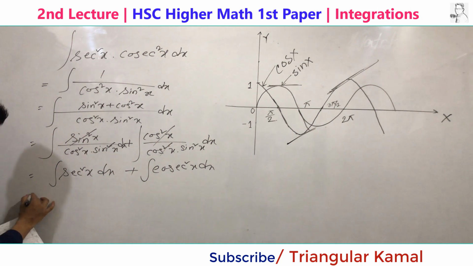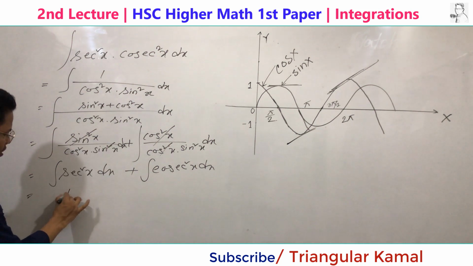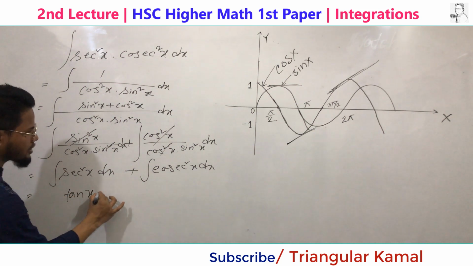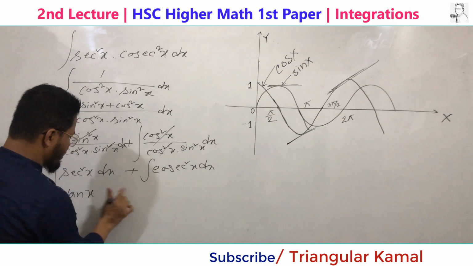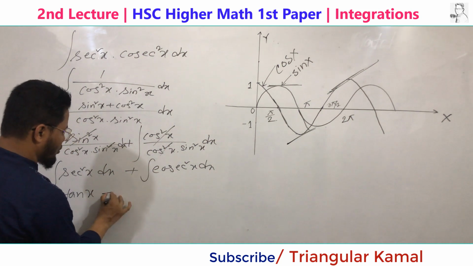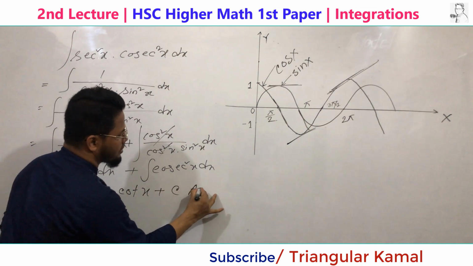So now the integration of sec square, as we already used in the previous math, is tan of x plus the integration of cosec square, which is minus cot x, so plus minus becomes minus, this one will be cot x, then adding constant number c.